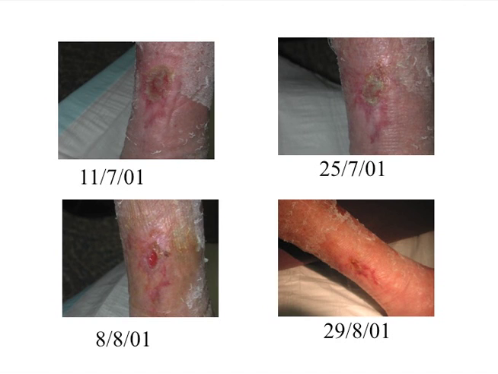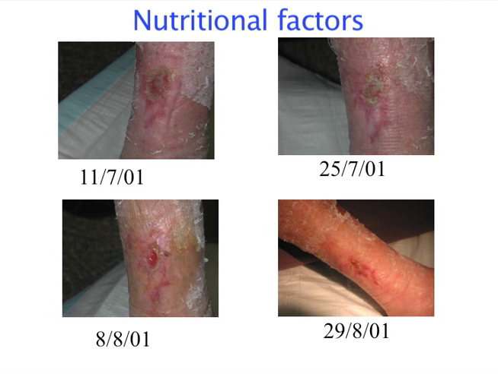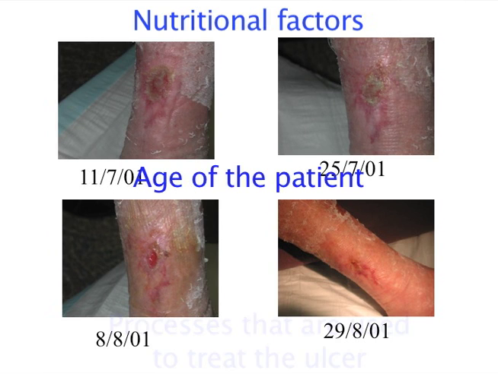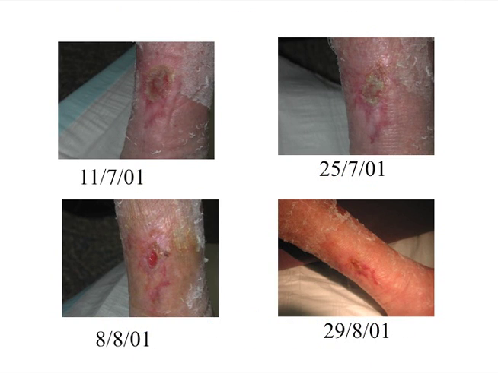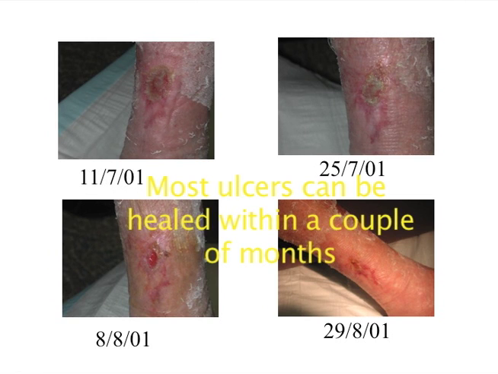Not all ulcers will heal rapidly, and the healing process can be significantly delayed both by nutritional factors, age of the patient, and the processes that are used to treat the ulcer. However, given that all these conditions have been addressed, most ulcers can be healed by secondary intention within a couple of months at the most.